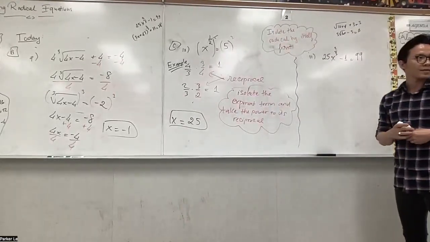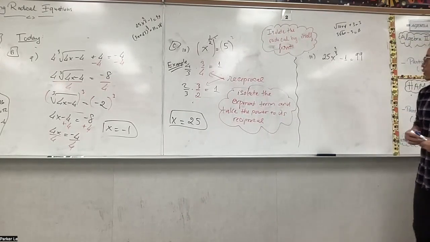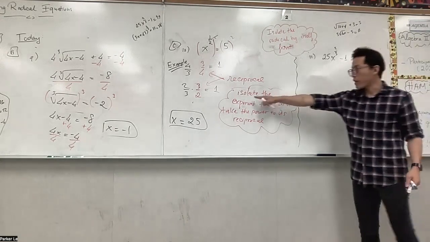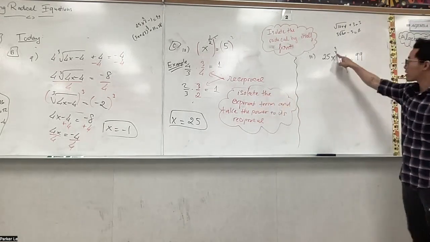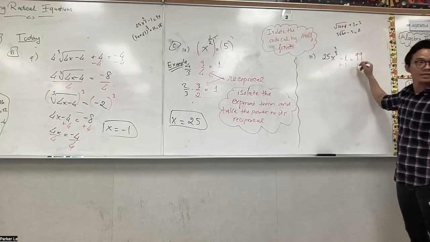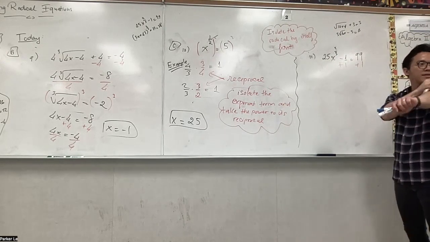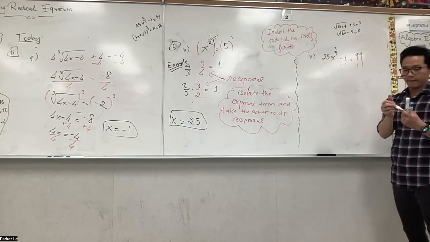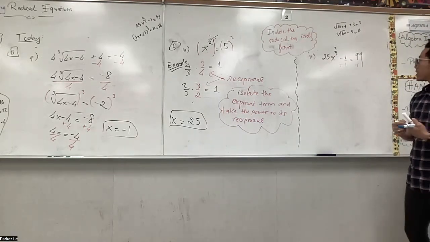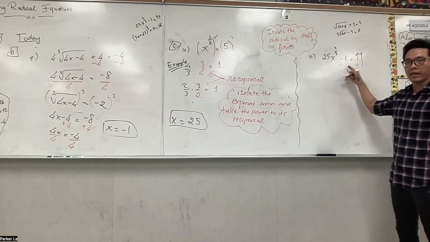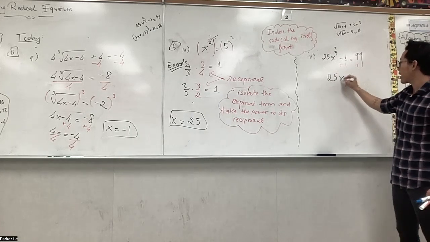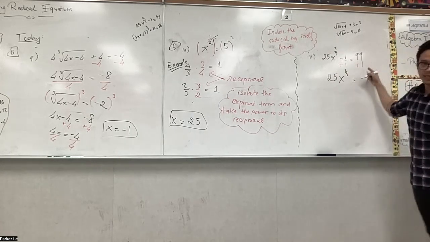Very good. Yeah, 11. What are we going to do with the 11? What do you need to do first? Add one. Remember, you need to isolate the exponent term. The exponent term here is this one. Question? 5 squared, 2 over 3, yes. All right, so number 11, I want to cancel the negative 1. I add 1 to both sides and have 25 x to the 2/3. What is 99 plus 1?